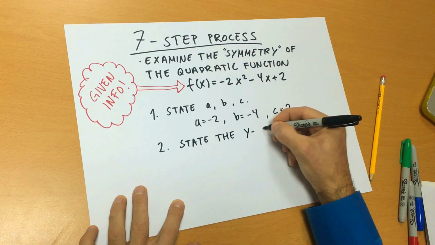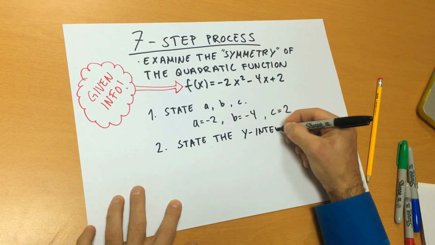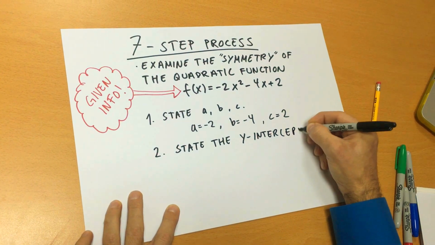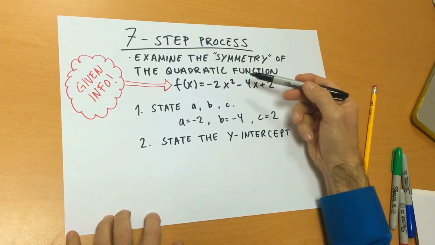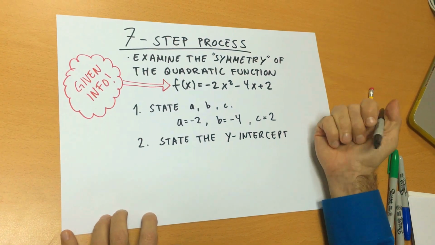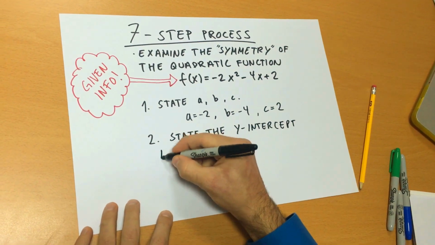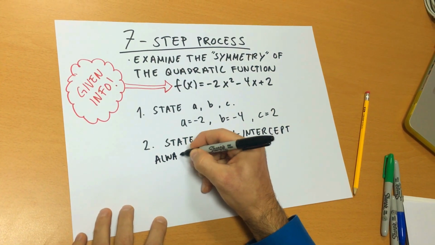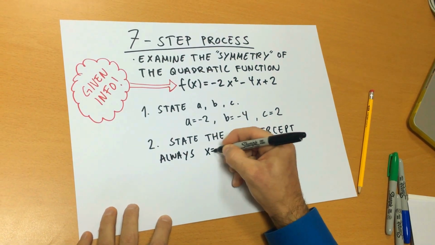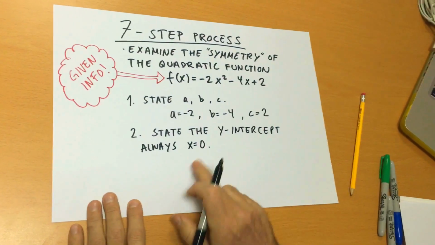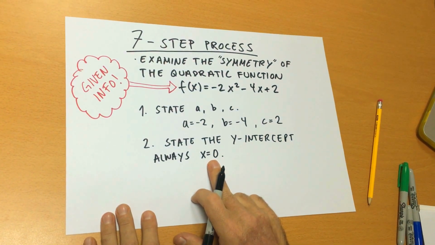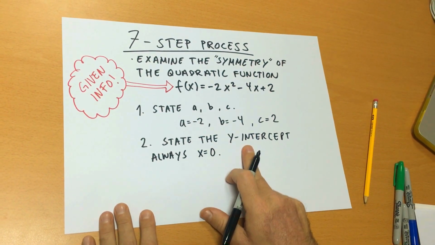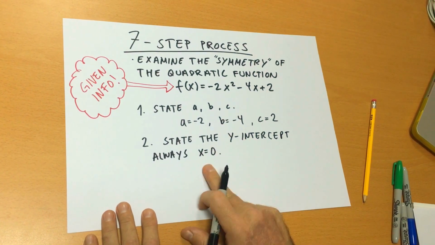Number 2, state the y-intercept. Okay, so if you remember, the y-intercept is where the function crosses the y-axis. So always x is equal to 0. So we already have a point, x equal to 0. We have one coordinate, sorry. Why? Because it is the y-intercept. The y-intercept always has x equal to 0.